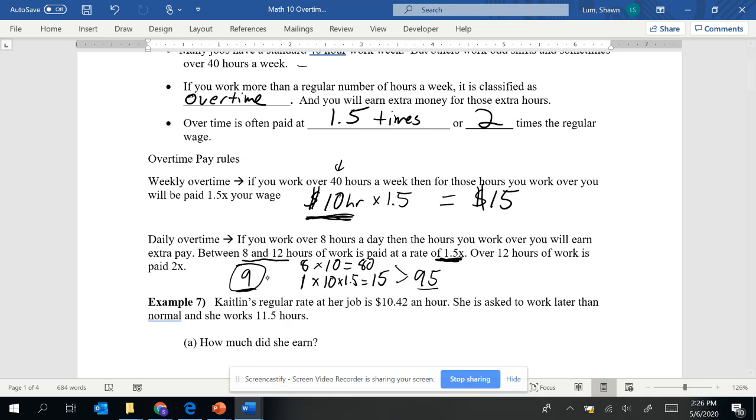So you get time and a half if you work between 8 and 12 hours. The first 8 hours is regular pay. Between 8 and 12, you get time and a half. If you work more than 12 hours, you get paid double your wage. Again, if your normal pay is $10 an hour, and you work more than 12 hours, your pay would be $20 an hour.